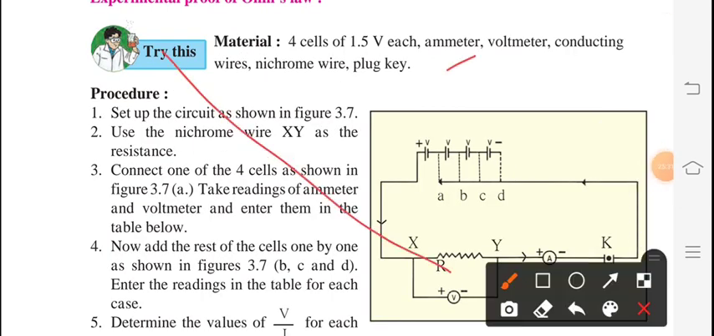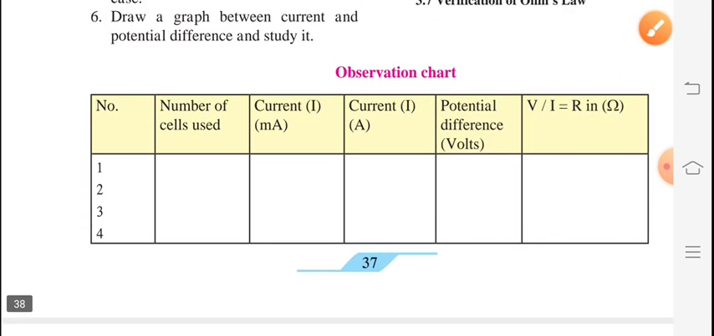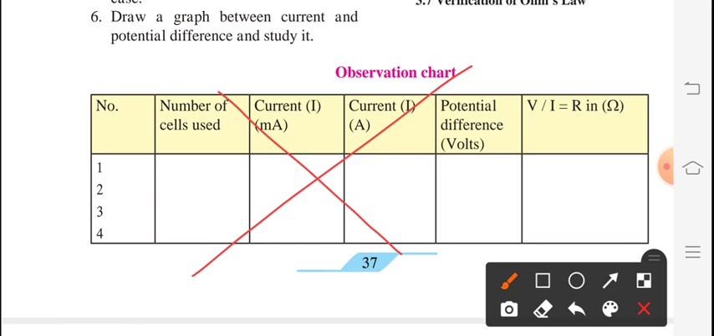Cancel this part, no need to do this. This also, the observation chart, no need to do this.